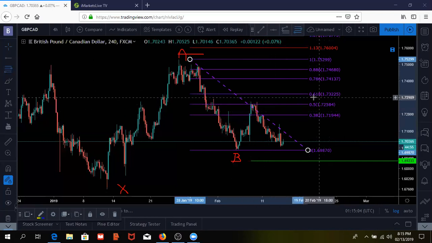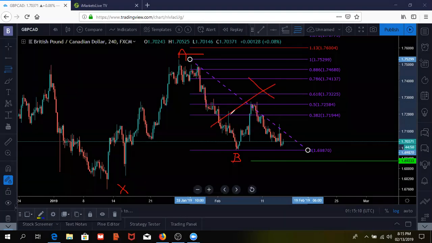Price did not hit that 61.8. So that right there makes this pattern for me invalid, okay? Because price didn't come up and hit that 61.8. So now I'm not looking for a Gartley pattern.